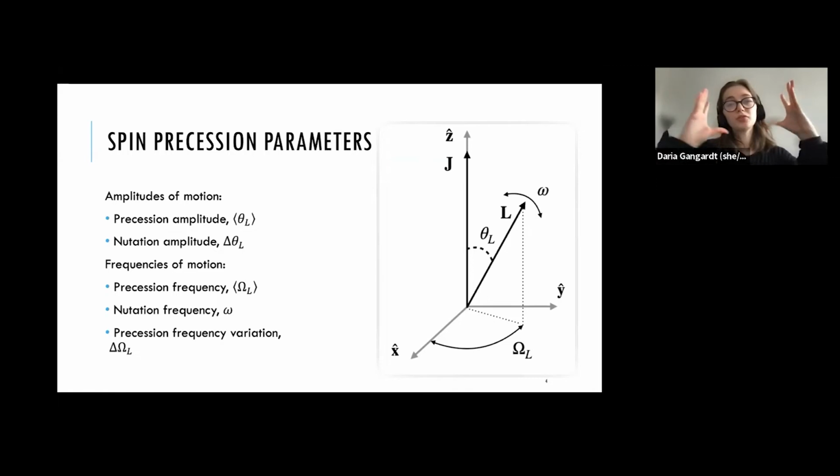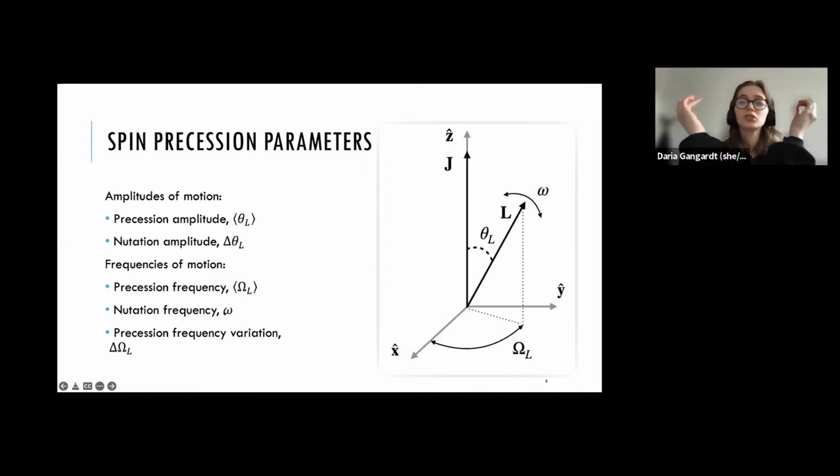We split the motion of L in our previous work into a polar motion and an azimuthal motion, where the azimuthal motion is our precession and the polar motion is now something that we call nutation. If there is no polar motion, i.e. no nutations, L will go around J in a cone with a fixed angle theta L. So the precession-averaged value of theta L is our precession amplitude, and the frequency with which L moves around J is our precession frequency.